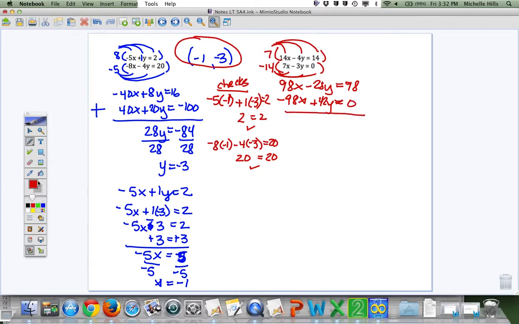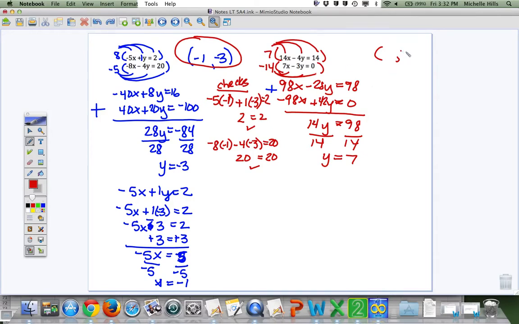Now when I add these two equations together, I'm going to get 98x plus negative 98x is 0. I double check that. Negative 28y plus 42y is 14y. 98 plus 0 is 98. To solve, I'm going to divide both sides by 14 to get y equals 7. So y is 7.